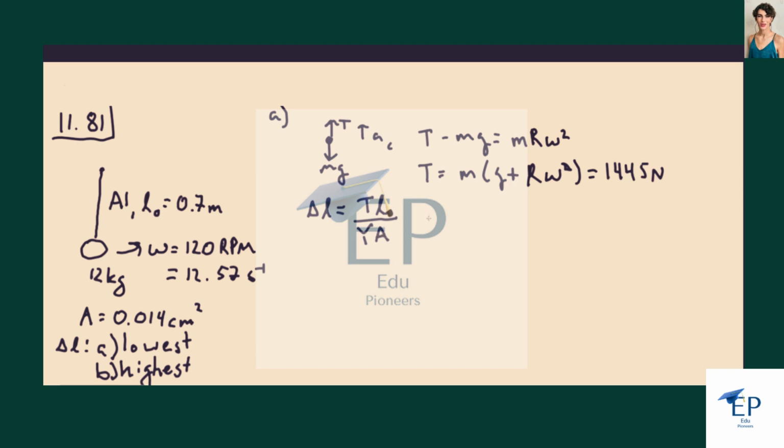You can look up the Young's modulus for aluminum in the table toward the beginning of, or somewhere in the chapter. It would not be at the beginning. Anyway, you find doing this that the elongation is going to be 1 centimeter.